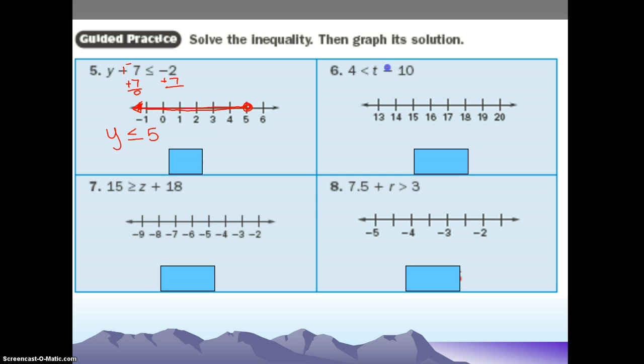Number 6. Add a negative. Here's t plus -10. Add 10 to both sides. 14, inequality, t. So at 14 we put a dot, it's open. And again, if you say the variable first, t, this is going greater than 14. So we're going right.